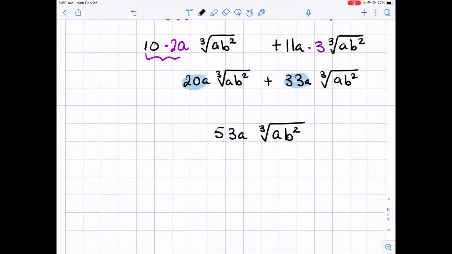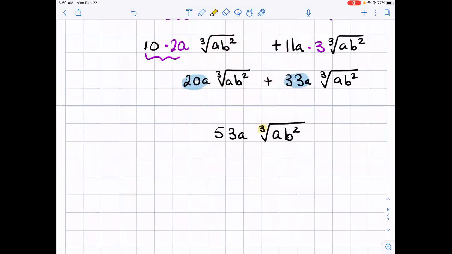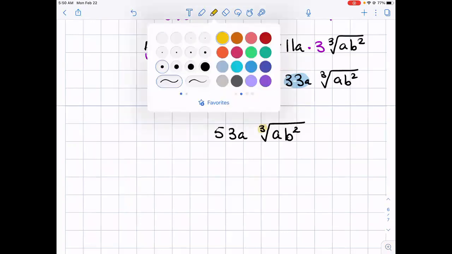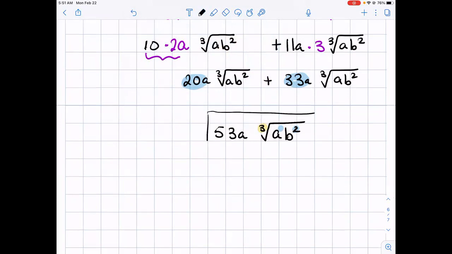So as I had pointed out before, look at the index. The index here is 3, okay? Whereas the power here is a 1, and the power here is a 2. If those powers are smaller than the index, there is no simplification. If it's exactly the same or bigger, then we can simplify. So this is our final answer. Okay, here's our final result.